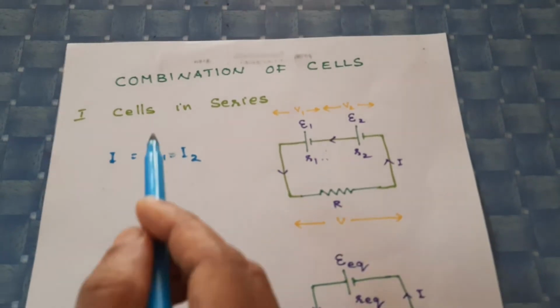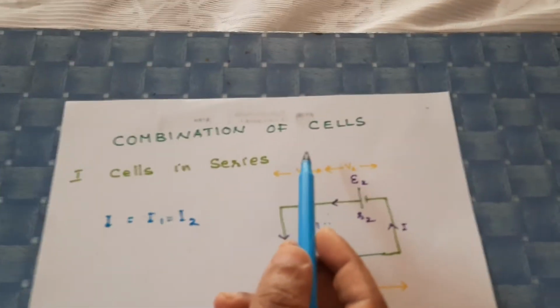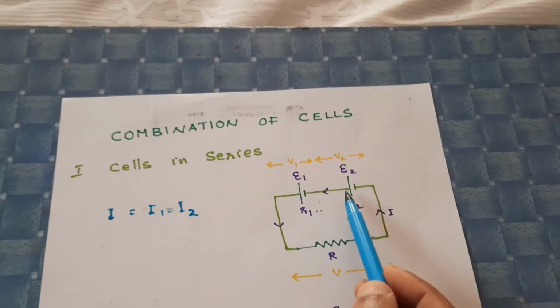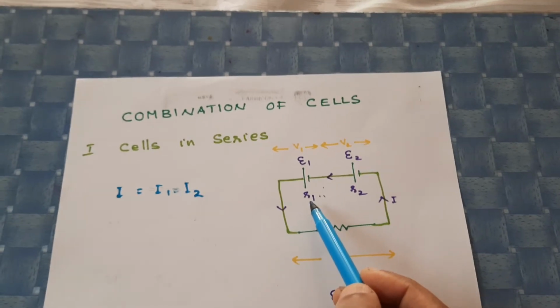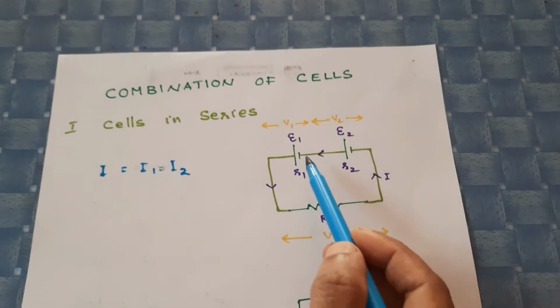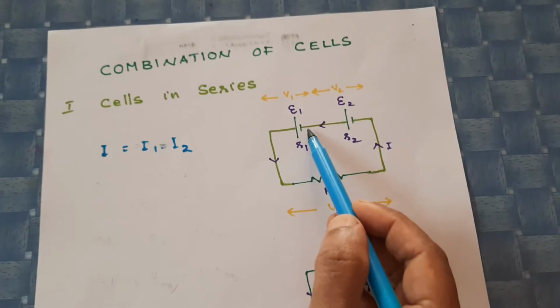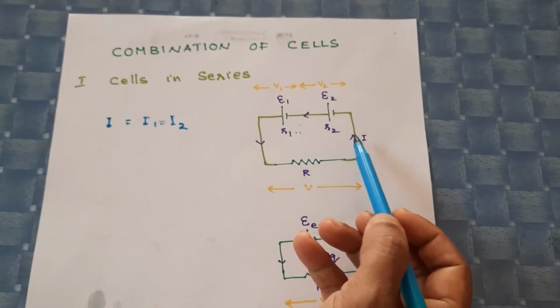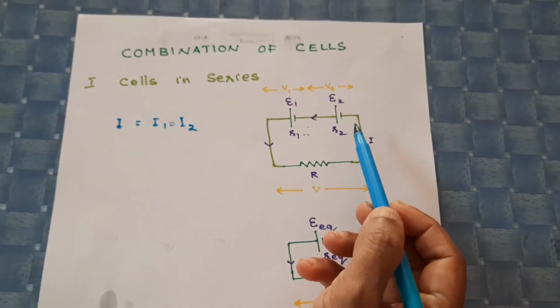In this class, let us learn combination of cells, series combination of cells. Consider two cells E1 and E2 with internal resistance R1 and R2. Negative of one cell E1 is connected to the positive terminal of E2. A current I flows through the circuit.